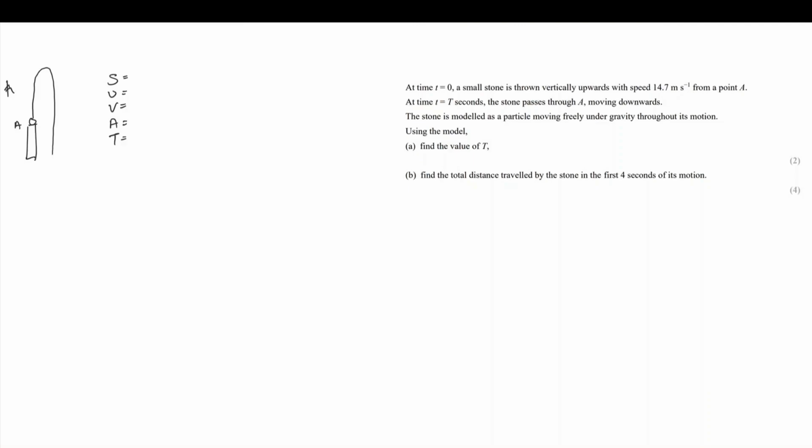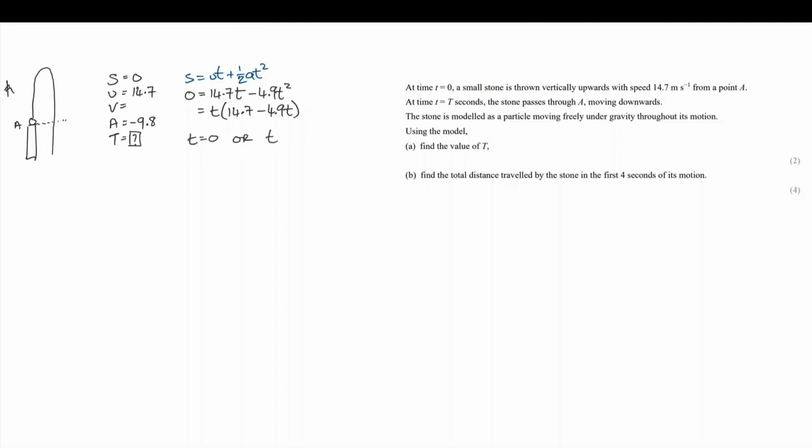Let's collect some SUVAT variables. Displacement is 0. Initial velocity we were given, 14.7. Acceleration, negative 9.8. That's the acceleration due to gravity. And we're looking for t. So that puts us in a situation to use s equals ut plus half at squared. Substitute those numbers in. We have a quadratic. Solve the quadratic for t. You can factorize, you can use the quadratic formula, you can use the equation solver on your calculator.